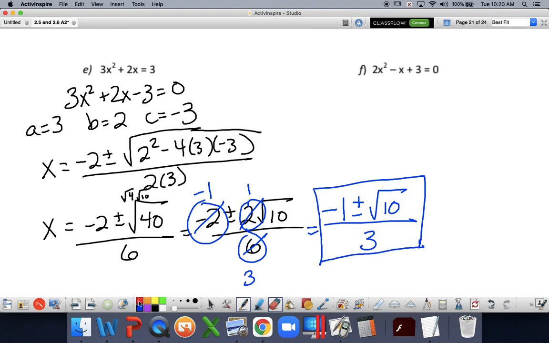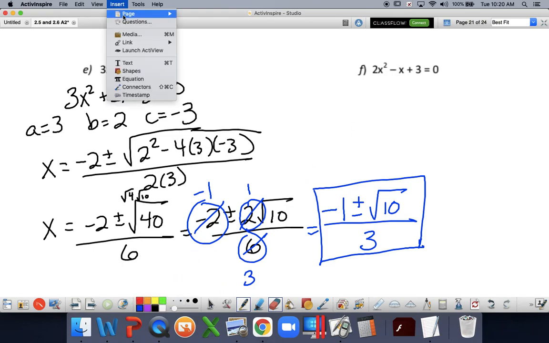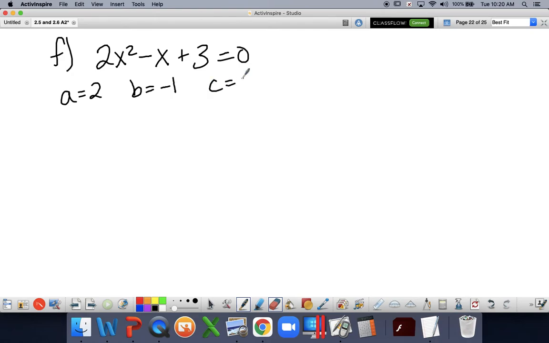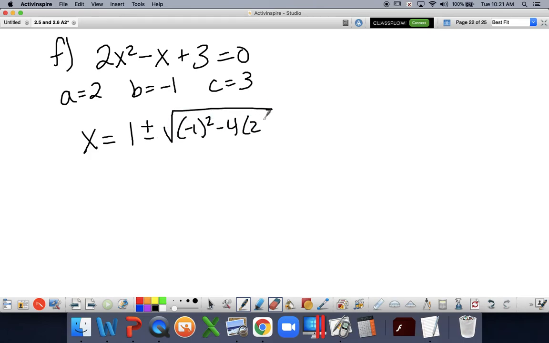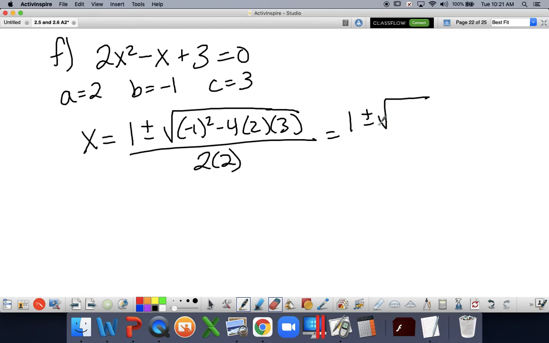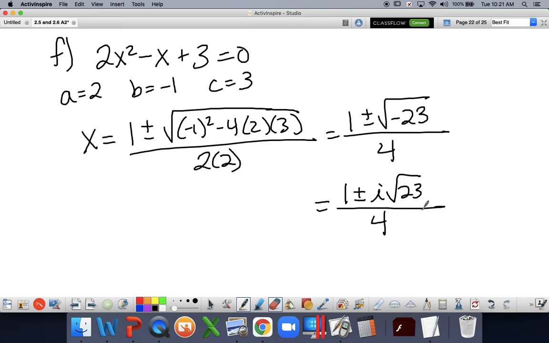If you haven't already done so, I encourage you to try the last one on your own. I'm going to go ahead and use another piece of paper here. I'm running out of space. That's what happens with the quadratic formula. I have a equals 2, b equals -1, c equals 3. X equals opposite b plus or minus the square root of b squared minus 4ac all over 2a. I get -23 under my radical there. And the only thing I can simplify down is I can take out the i value. And my final answer, in this case, we have imaginary or non-real solutions, is 1 plus or minus i square root of 23 over 4.